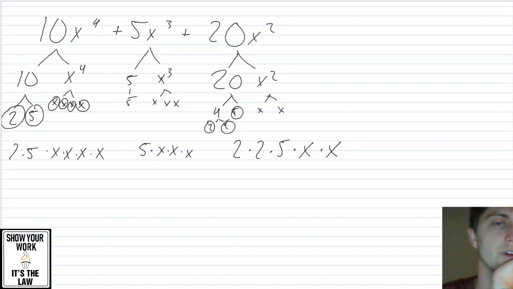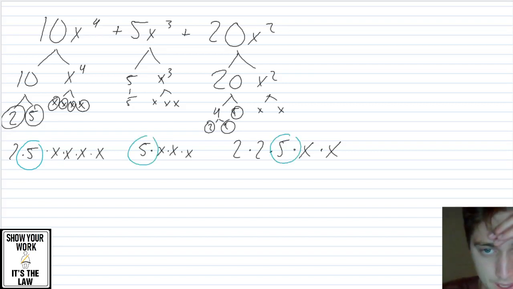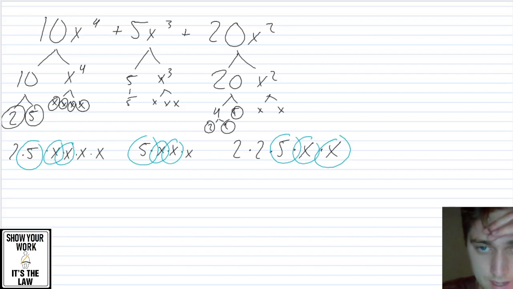So if we want to find the greatest common factor, let's circle everything they have in common between all three. So is there a 2 in all of them? No, there's not a 2 in this one, so 2's out. Is there a 5 in all of them? Yes, there is. Okay. And is there an x in all of them? Yes, there is. And is there another x? Yes, there is. So the greatest common factor between these three things is 5x squared.